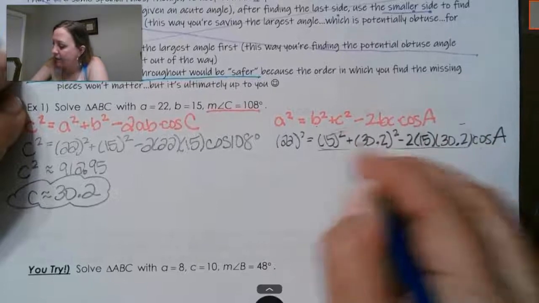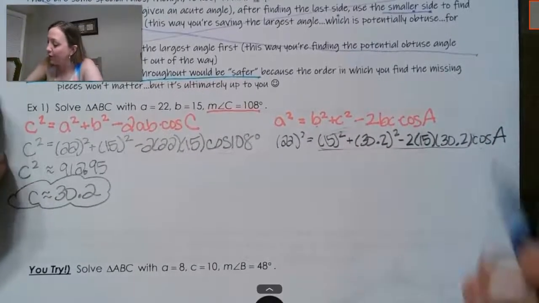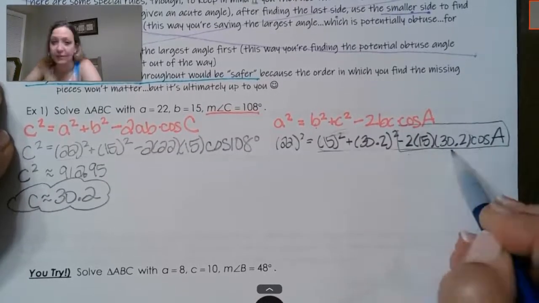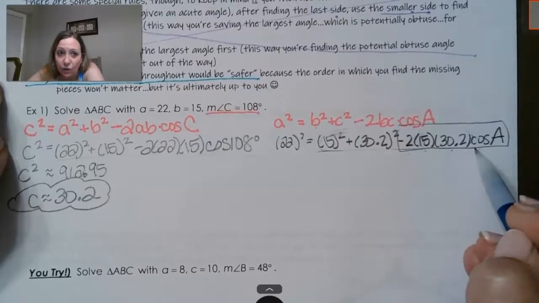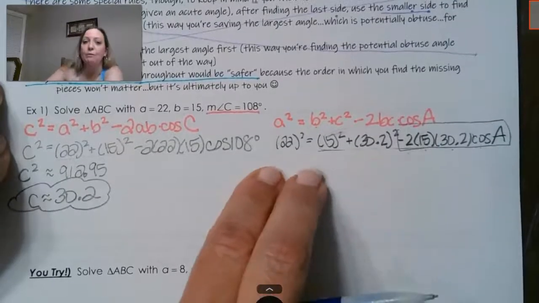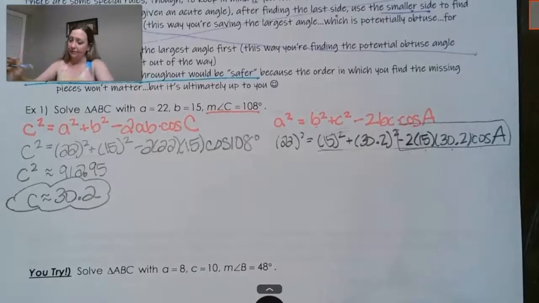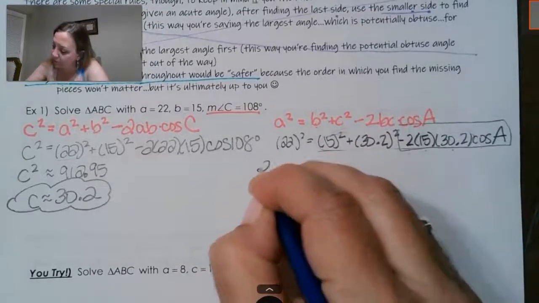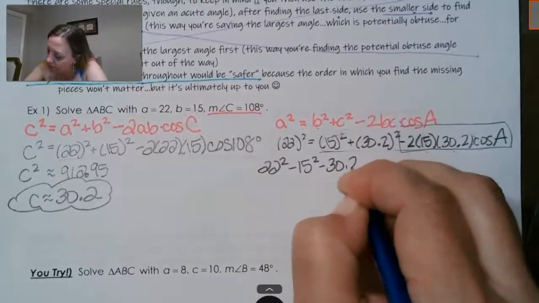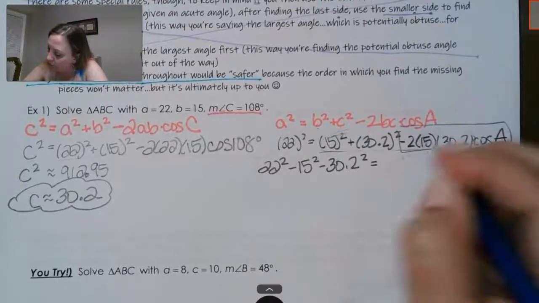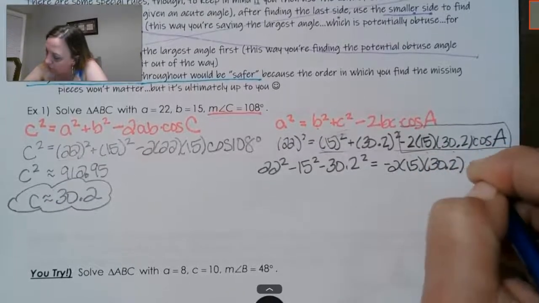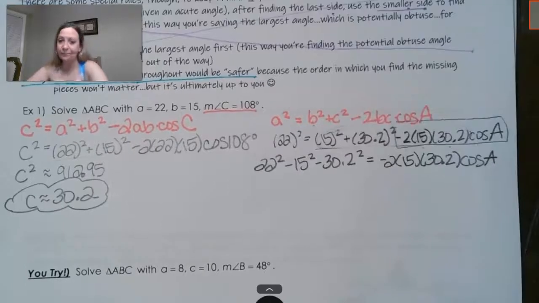If you look, like this is making me nervous. If you look, the only coefficient of cosine A is this part here, -2 times 15 times 30.2. That's the coefficient of cosine A, you guys. So that means that you have to move these other terms over before you start doing this division stuff, okay? So let's move those over. You're going to be fine. 22 squared minus 15 squared minus 30.2 squared, and then equals -2 times 15 times 30.2 times the cosine of A, okay?